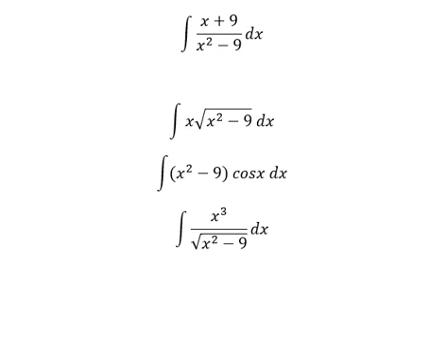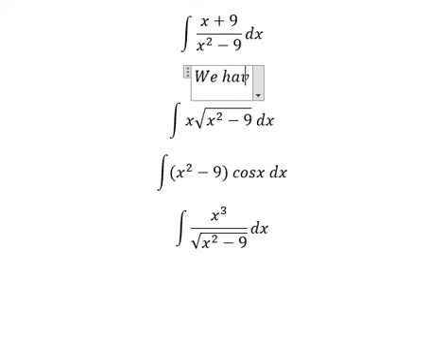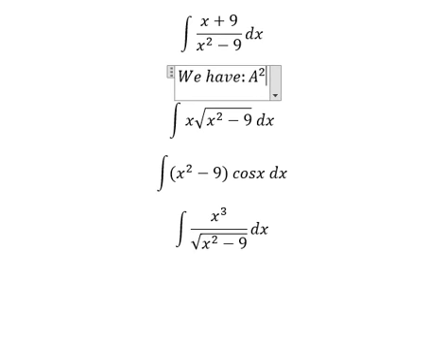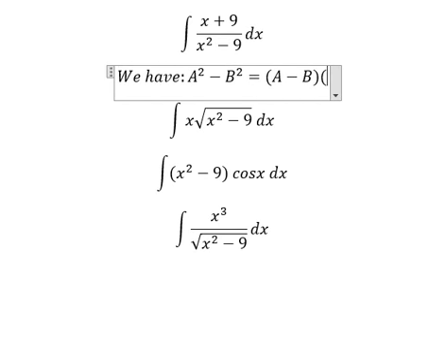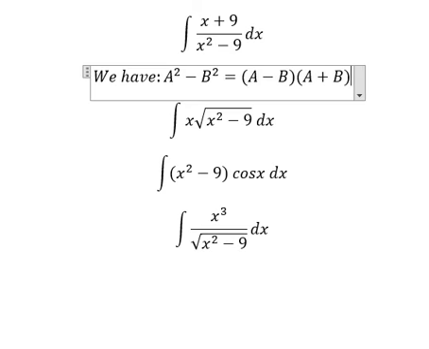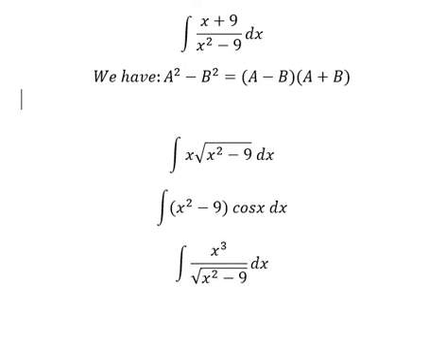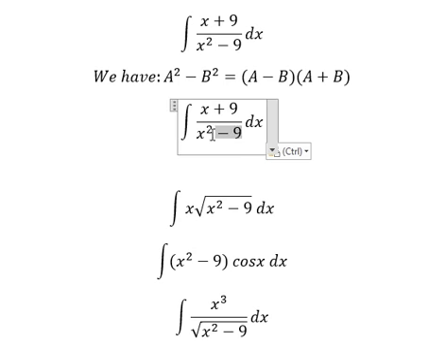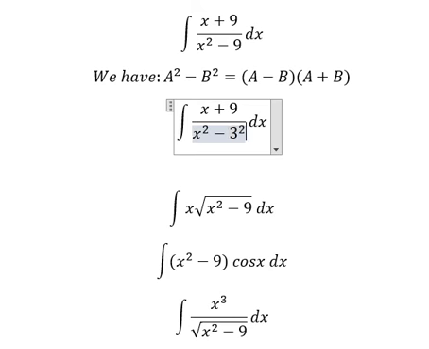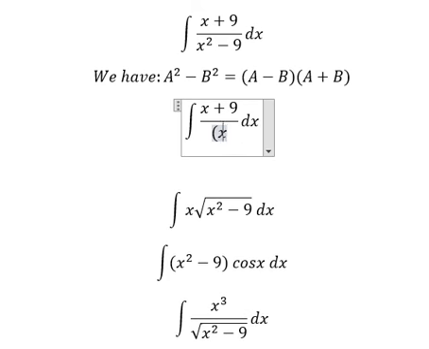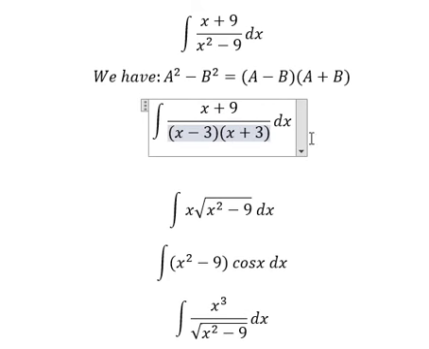Question number 1, we have the formula in here. That's about a squared minus b squared equal to a minus b multiplied by a plus b. So this one, we have number 9. Number 9, that's about 3 squared. So we have s minus 3 multiplied by s plus 3.